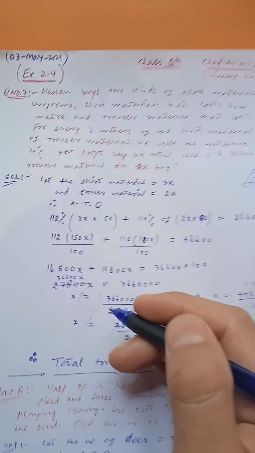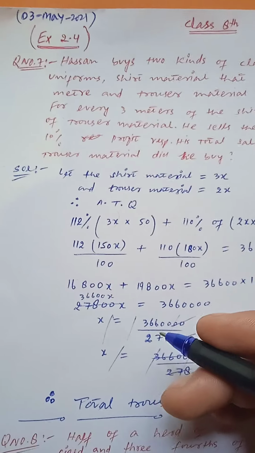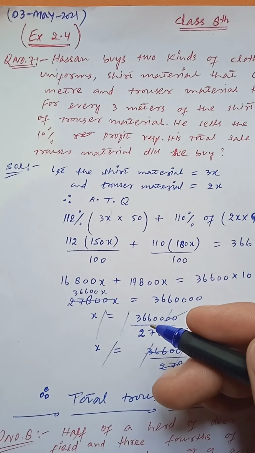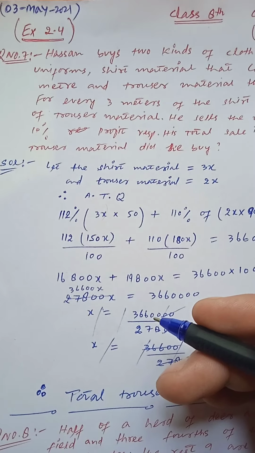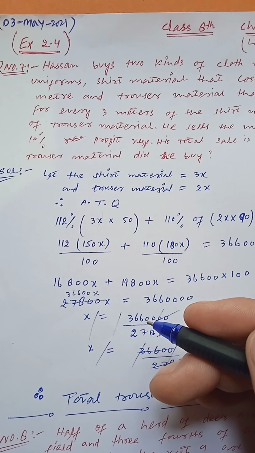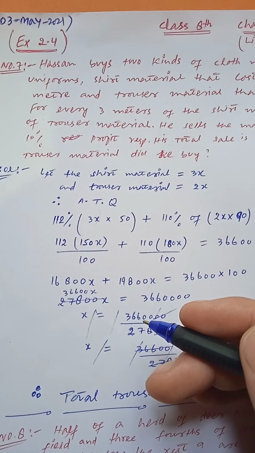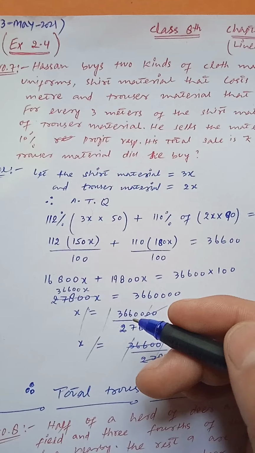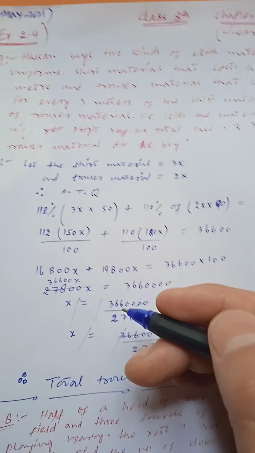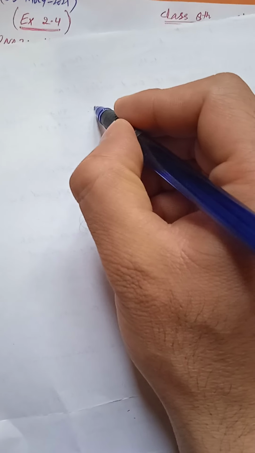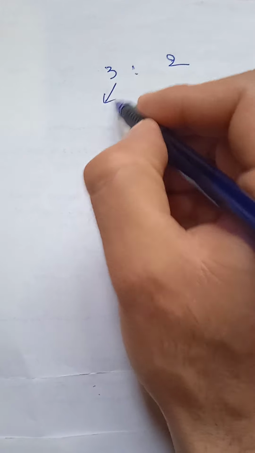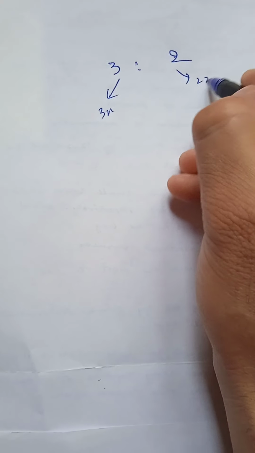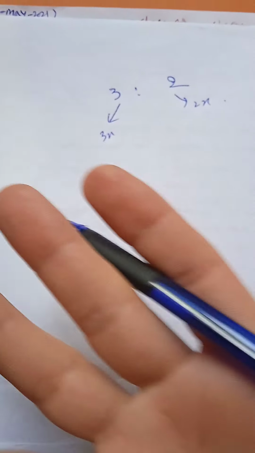So in a nutshell, I will explain this question in my own words. Consider Hassan as a classmate, and he wants to buy cloth material in such a way that for every 3 meters of shirt he wants to buy 2 meters of trouser. It means he wants to buy in the ratio 3 to 2. So whenever a ratio comes, you consider this as 3x and that as 2x, because we don't know the actual number of meters that he wants to buy.